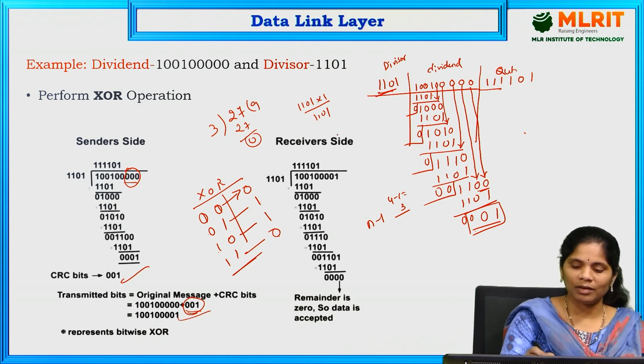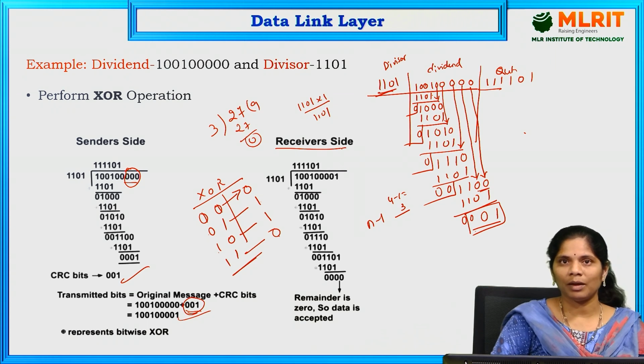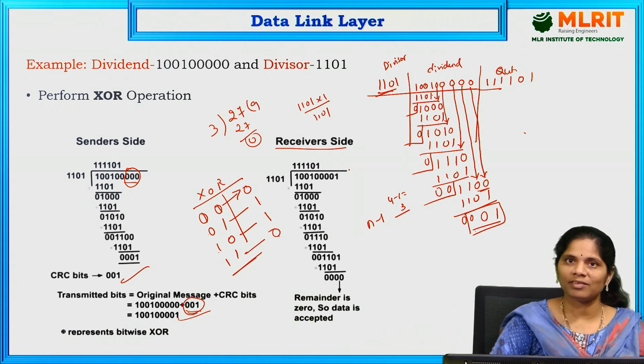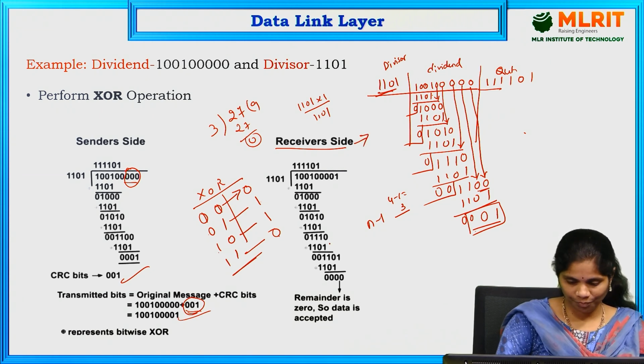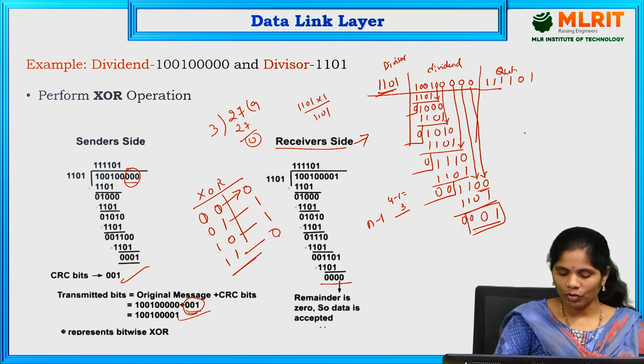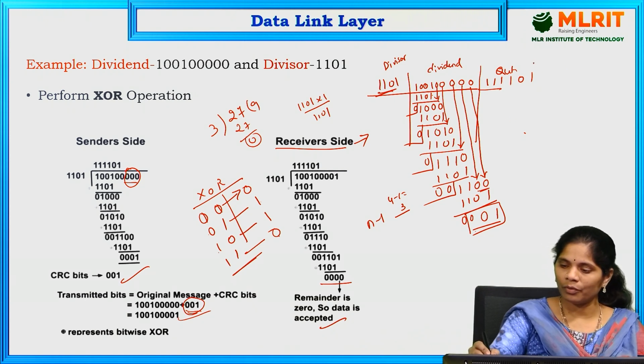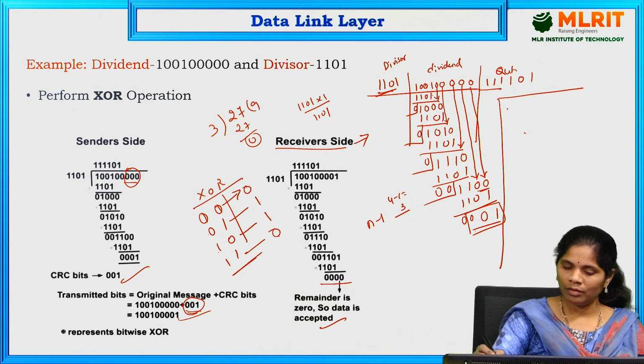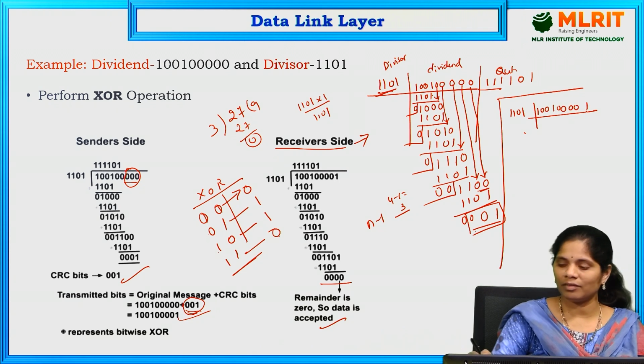So again, from the receiver side, we have to do the same XOR operation as we did on the sender side. After finally, if we get all zeros, then only the data is going to be accepted. That is the receiver side. See, in the receiver side also, suppose here I am drawing 1 1 0 1. Next, what? 1 0 0 1 0 0 0 0 1. This is the receiver side data.